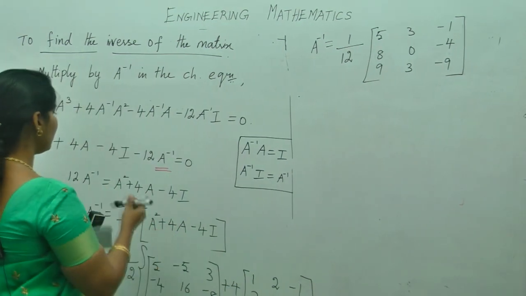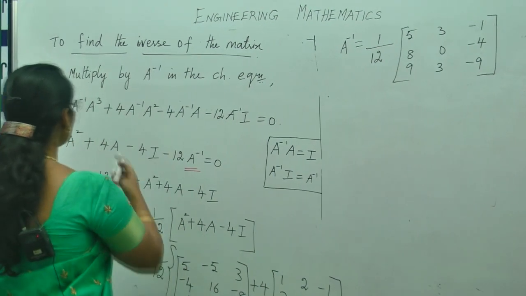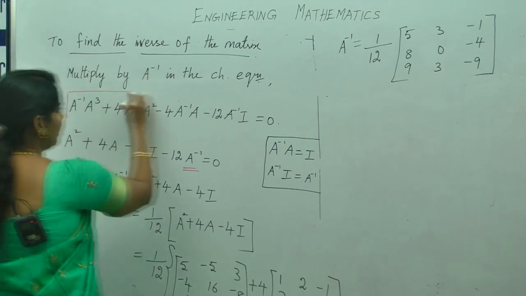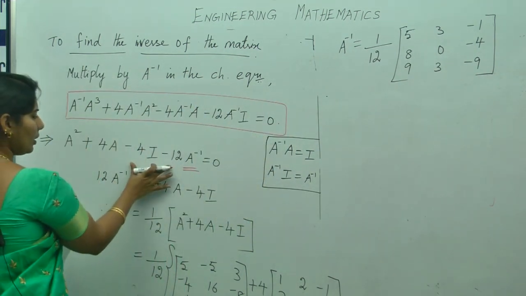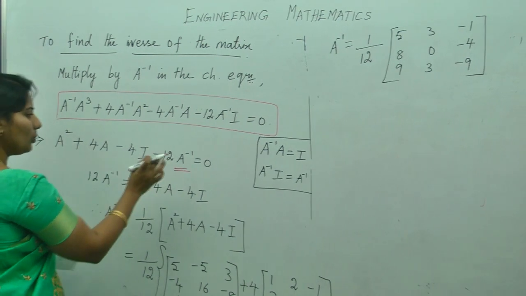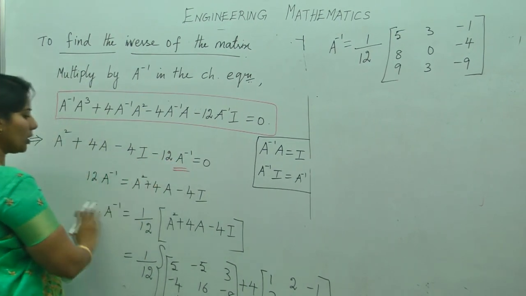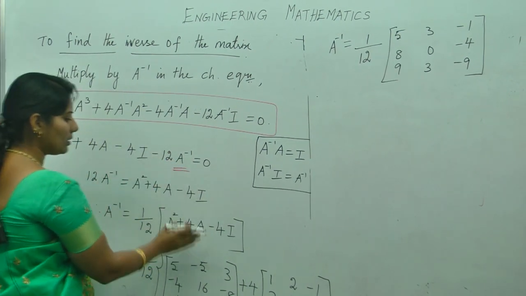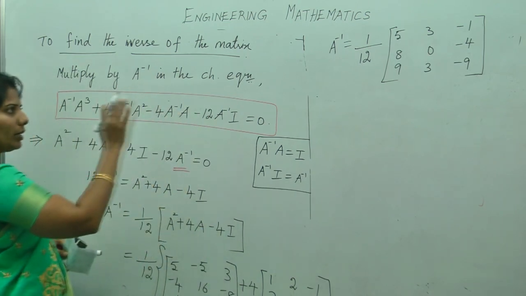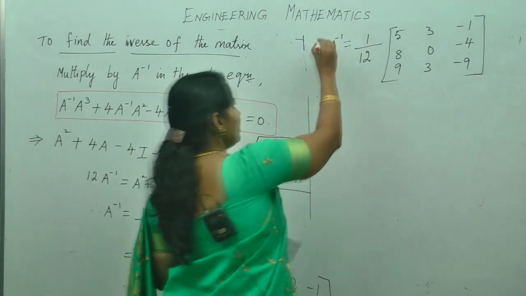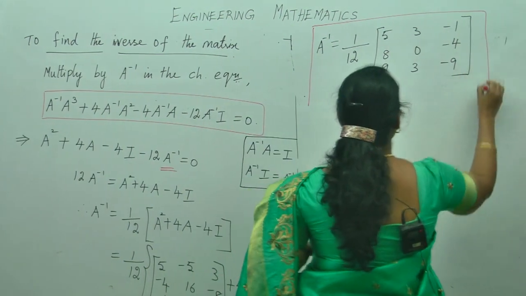How will you find the inverse part? Throughout the characteristic equation, you will multiply by A inverse. After getting the reduced equation, you will keep only A inverse on one side, take everything to the other side, substitute the corresponding matrices, and simplify it. You will get the A inverse matrix. So this is the final answer.